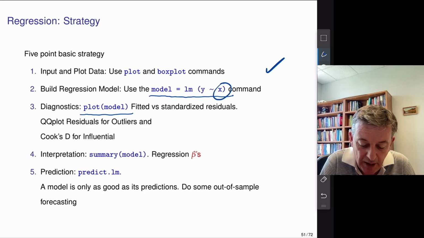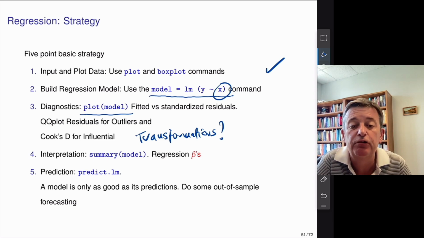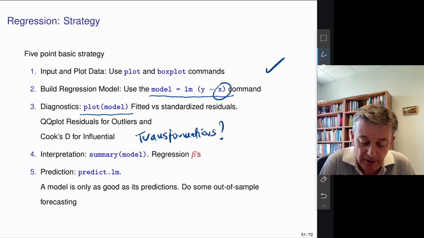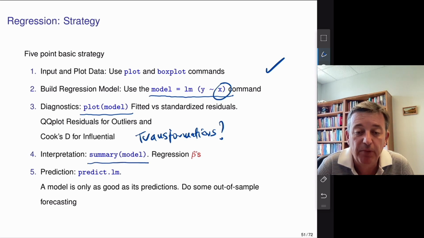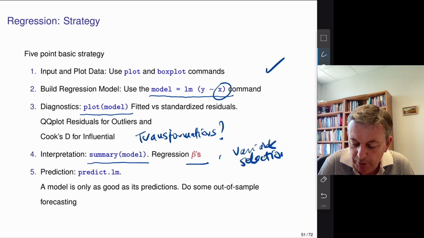Sometimes I'll do transformations of my variables. I'm coming to that at the end of this week. So if my assumptions don't look true, that'll motivate me to look at transformations. When I'm happy with all my diagnostics, I'll do the summary model command, I'll look at the regression beta hats, and I'll do some form of variable selection. And what do I mean by that?